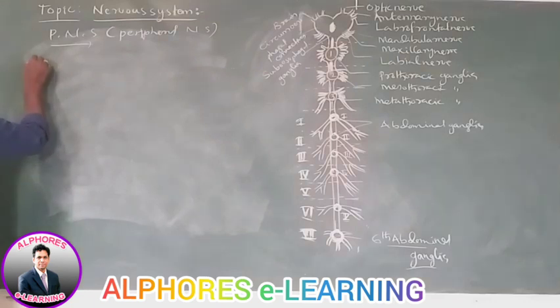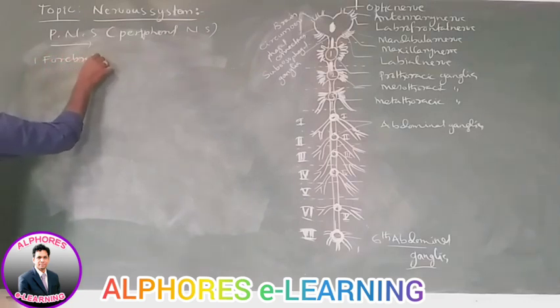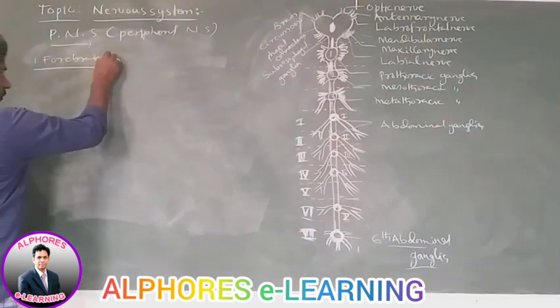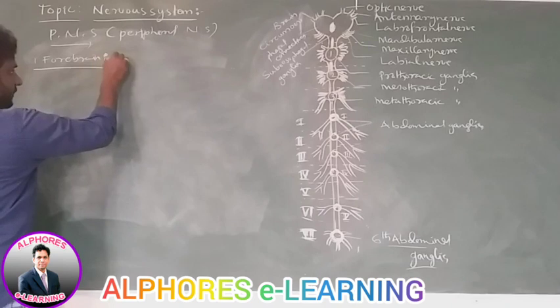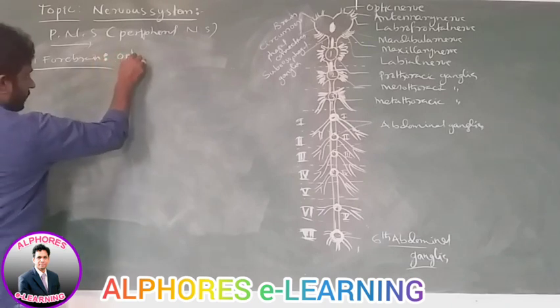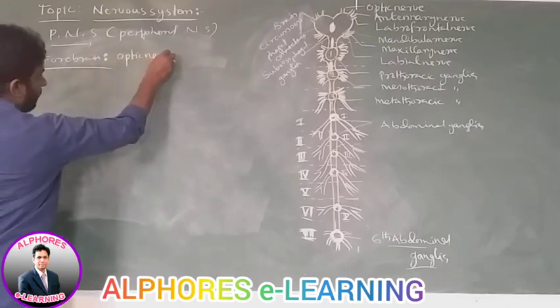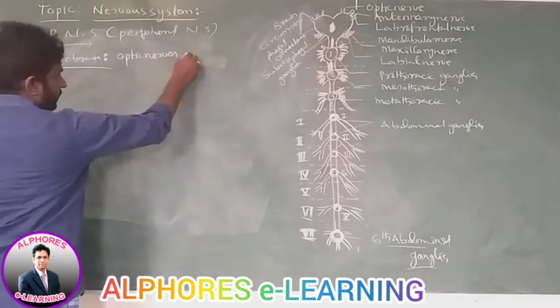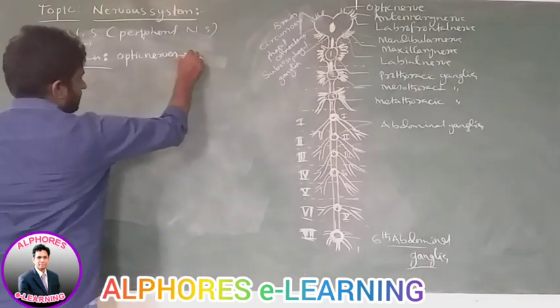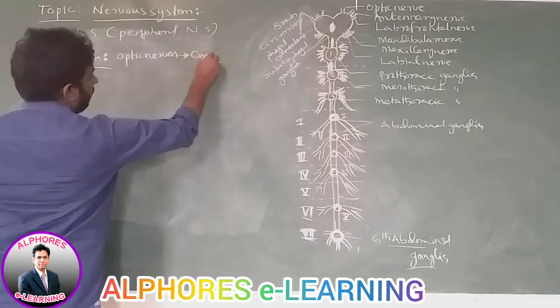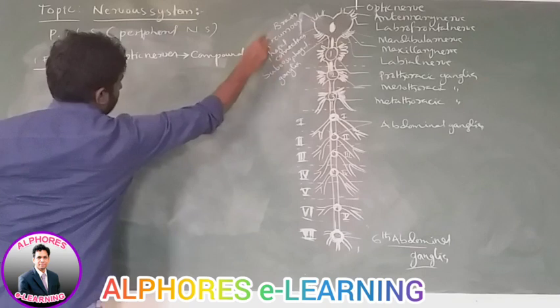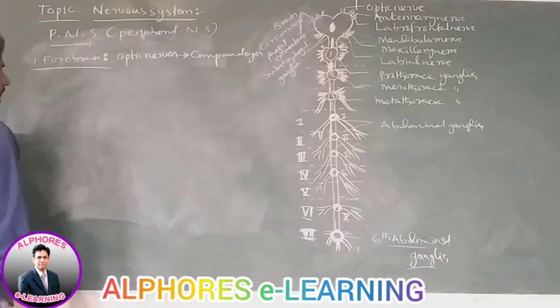First, brain. In the brain, the first part is the forebrain. From the forebrain, one pair of nerves arises, which are called optic nerves. Optic nerves, which receive the sensory impulses, are connected with the compound eyes.